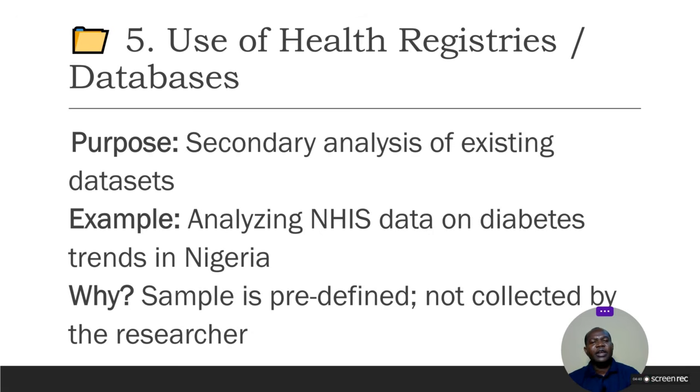Now, what about the fifth scenario? It is when you use a health registry or database to conduct a research. This is the type of research we describe as secondary data analysis. Maybe you are analyzing the NHIS data on diabetes, on tuberculosis. All you need is to make use of the existing information before you to arrive at your finding, because you cannot really alter secondary data. You are making use of what you have in the repository to arrive at your final result. So as a researcher, you don't bother yourself about calculating sample size.